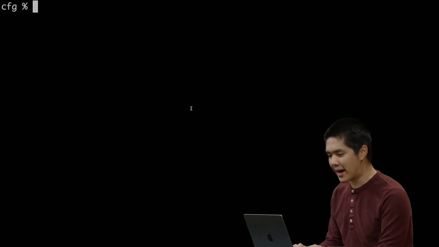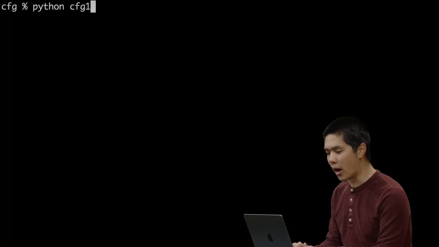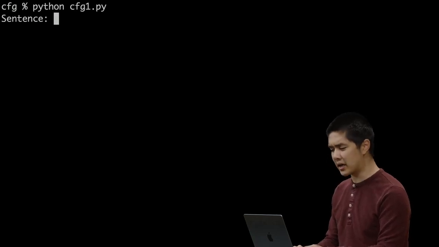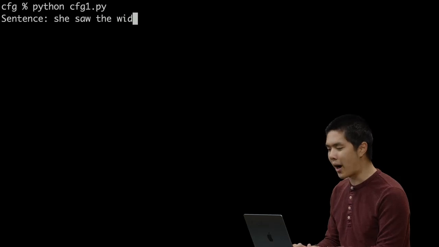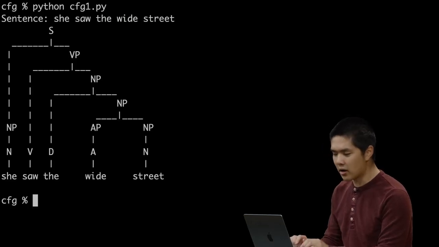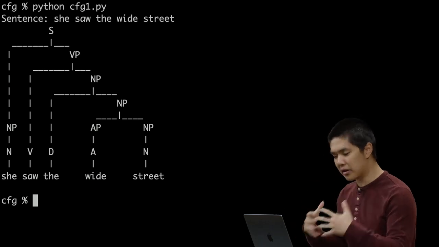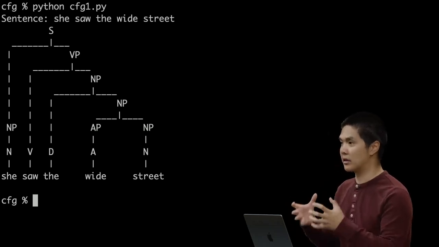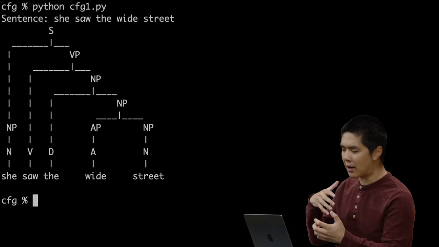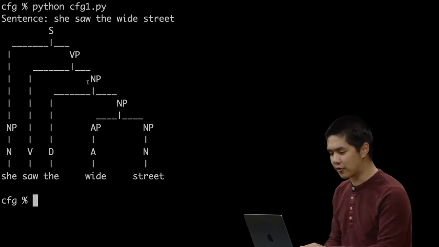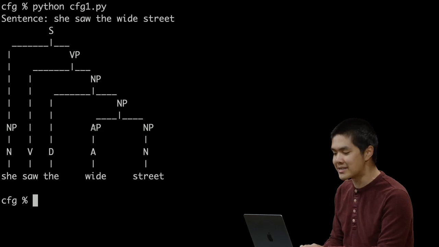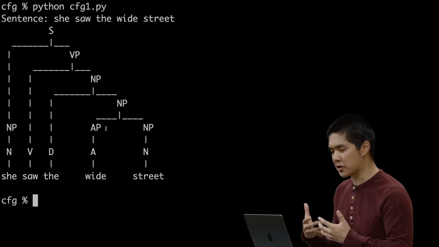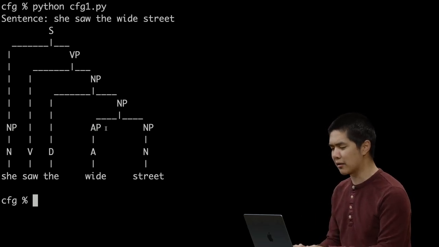So let's see that one in action. We'll go ahead and run cfg1.py with this new grammar. And we'll try a sentence like, she saw the wide street. Here, Python's NLTK is able to parse that sentence and identify that she saw the wide street has this particular structure, a sentence with a noun phrase and a verb phrase, where that verb phrase has a noun phrase that within it contains an adjective. And so it's able to get some sense for what the structure of this language actually is.